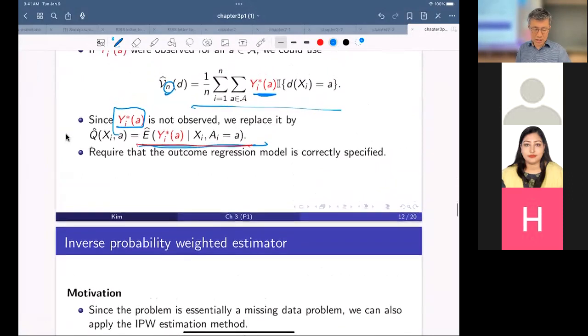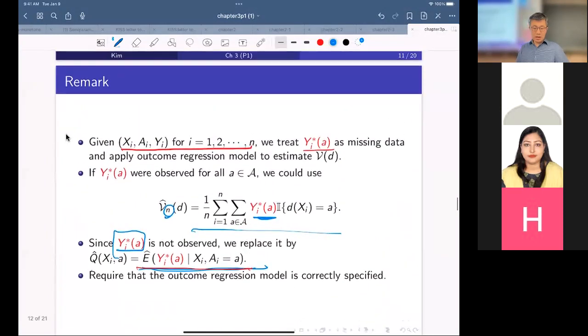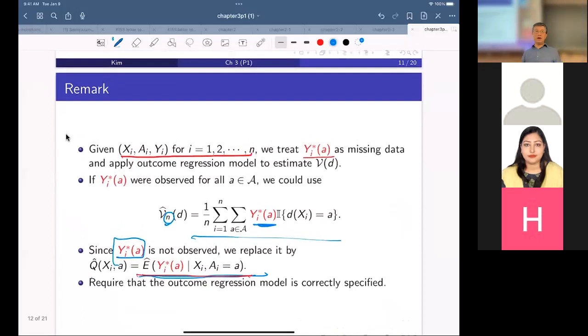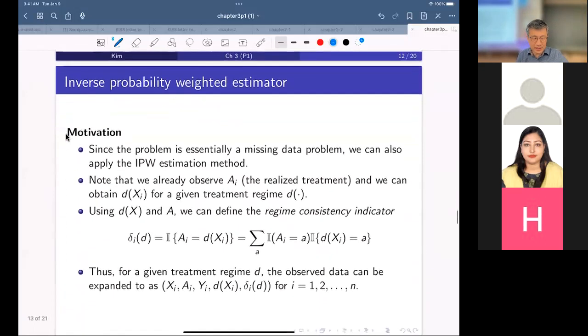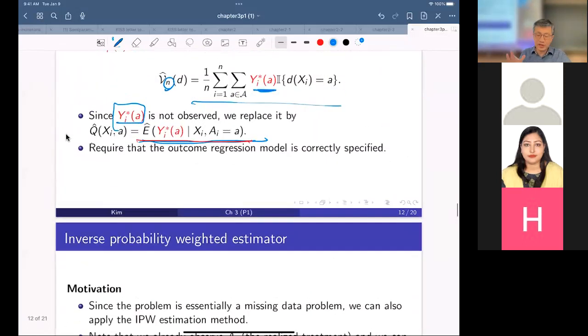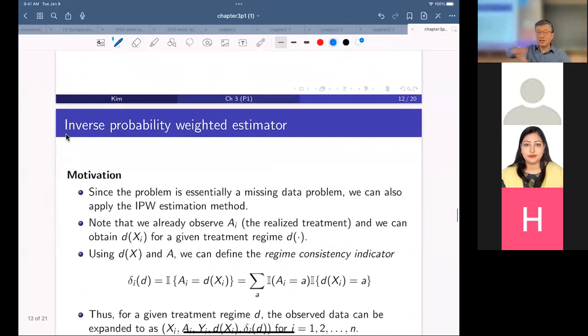Okay. Dr. Kim, can you hear me? Of course, this imputation prediction estimator, right? The prediction method requires that the outcome regression model is correctly specified. So interestingly, the lecture note today has an exactly parallel structure with the lecture note last week.